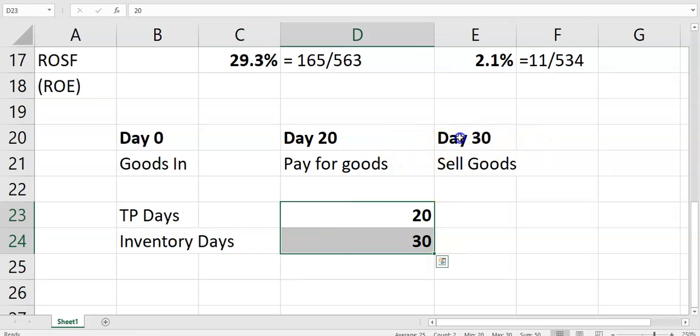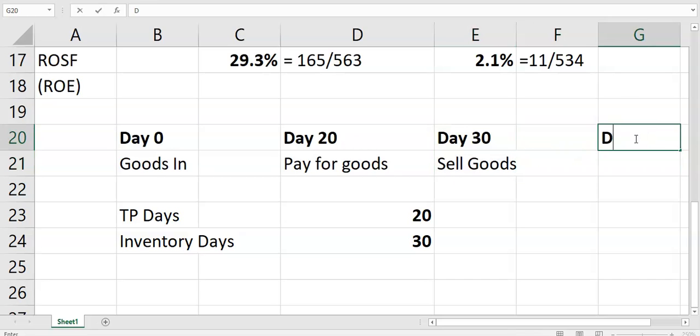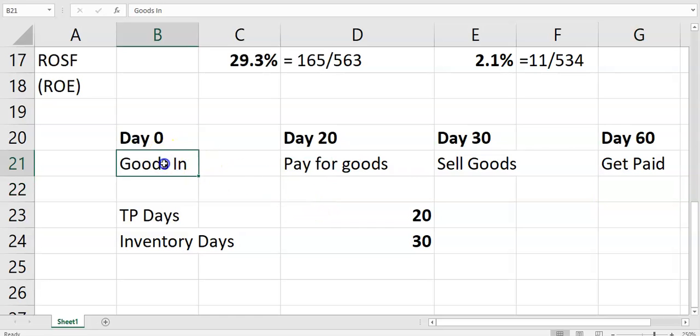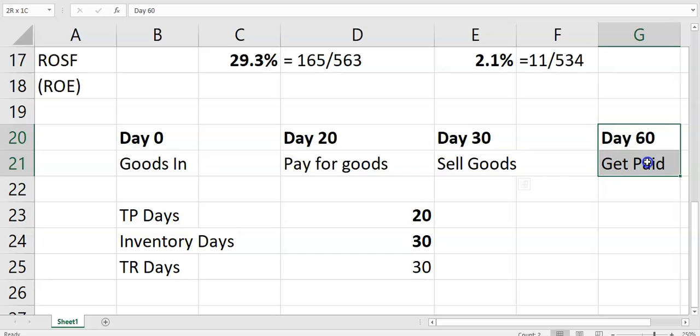And then if you go on, once you sell the goods, you wait another 30 days. We'll say day 60, and you get paid. You get paid from your customer. So what we're saying is your inventory days goes from when you get the goods to when you sell them, i.e. 30 days. Your trade receivable days here goes from when you sell the goods to when you get paid. So if you sell in cash, trade receivable days would be nil, but here it took 30 days to get in.